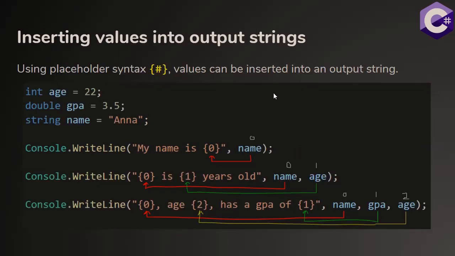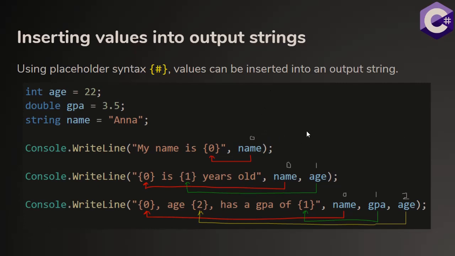We can do formatted output using this placeholder syntax, which we will discuss. This placeholder syntax allows us to put a placeholder in our string that a value will be inserted at a later time. The placeholder syntax consists of a pair of curly brackets and a number inside, an integer number inside the curly brackets. When I use the Write or WriteLine method, the first argument I can pass in is a string, followed by a comma, and then I can list as many values as I want.